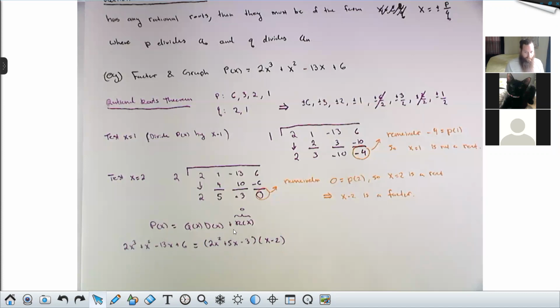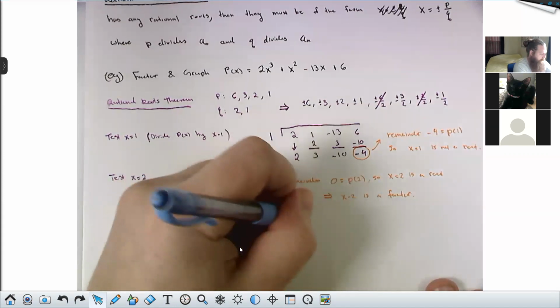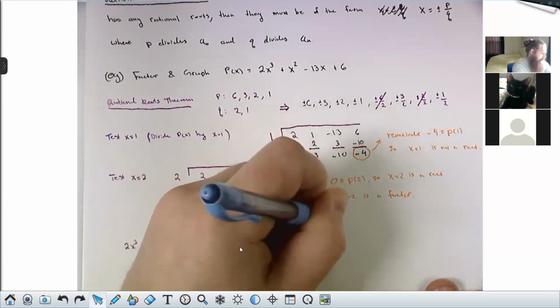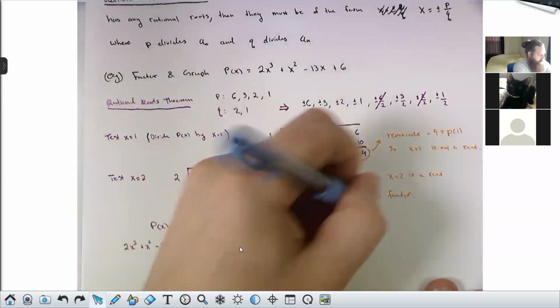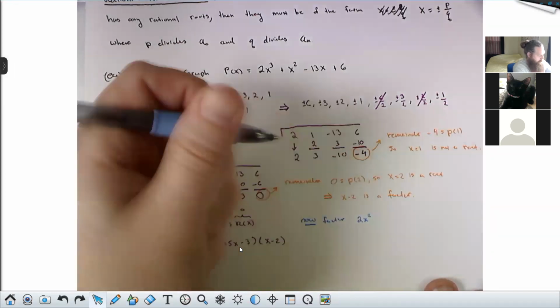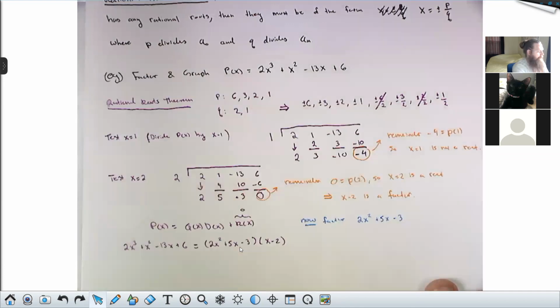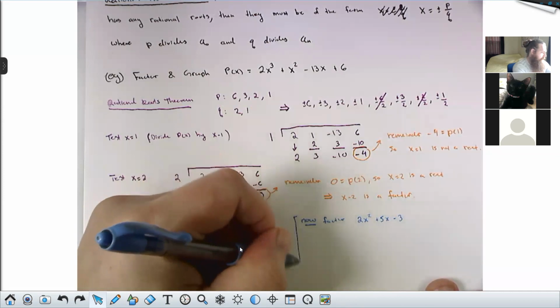So to finish what I'm doing here, to fully factor this and then graph it, I need to factor this quadratic. And you don't need to use the rational roots theorem for that. We know how to factor quadratics. Those are easier. So now we want to factor 2x squared plus 5x minus 3. And I would use the AC method for this.